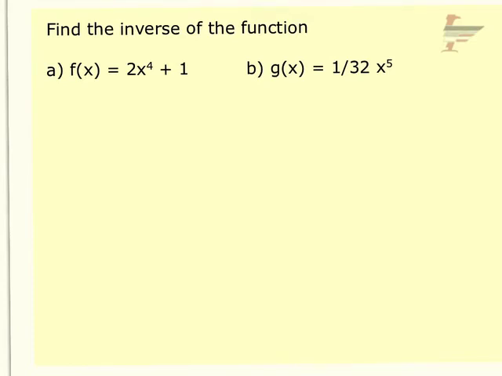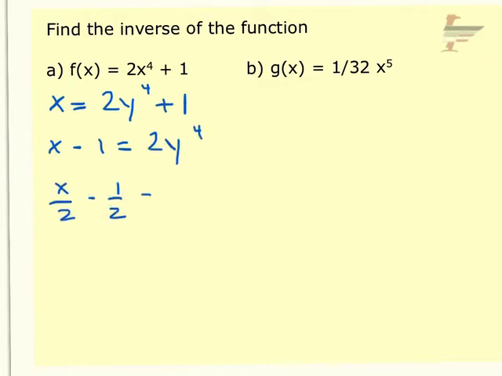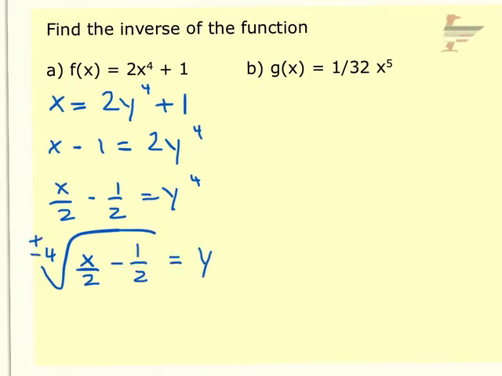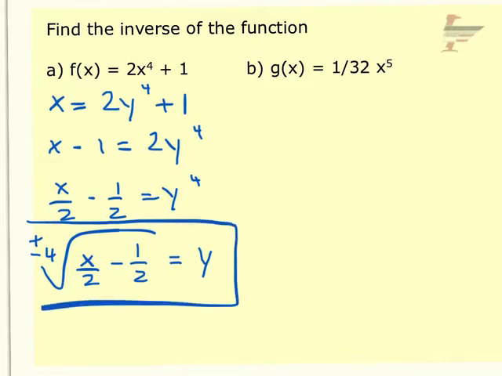Okay, let's find the inverse of a few of these. So switch x and y, subtract 1, divide everything by 2, and then I'm going to fourth root. So I'm going to fourth root that entire quantity. And remember, when you fourth root, if I can squeeze it in there, it's plus or minus because it's an even root. So there's your inverse.